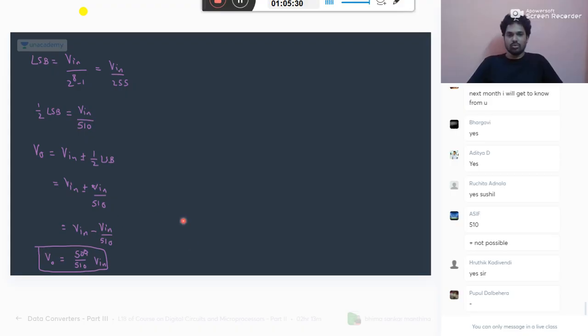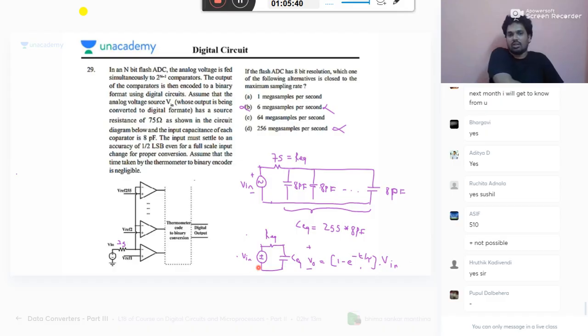So now you should wait until your V naught becomes this much value. Then only you can give the new input. That is the question. Please see: the input must settle to an accuracy of half LSB even for a full scale input change. That is, the input is initially 0, it becomes Vin. Then it should settle to a value of what? Half LSB of its final value. In fact, we call it the settling time also.